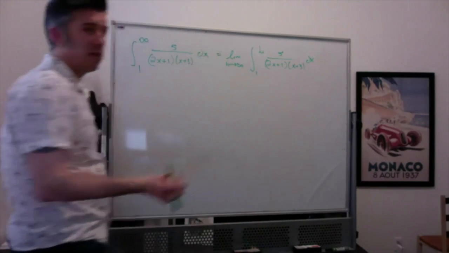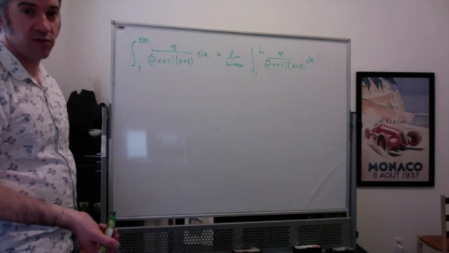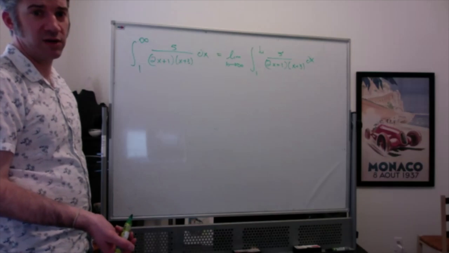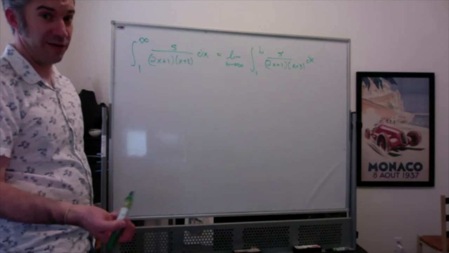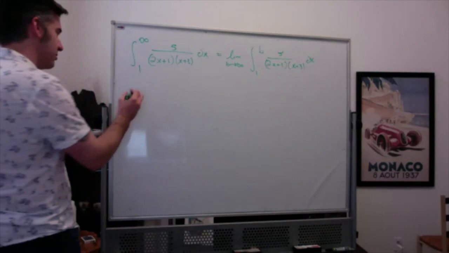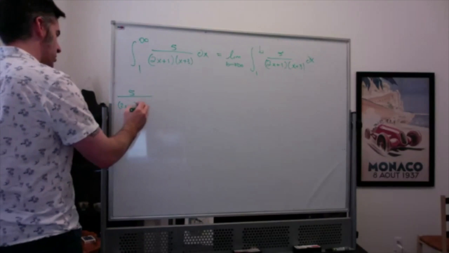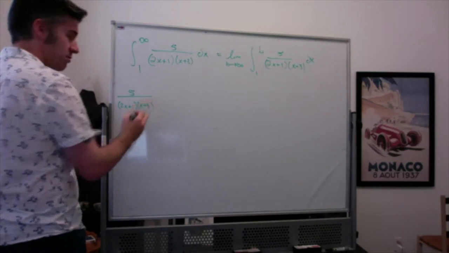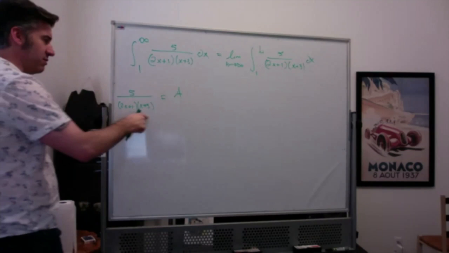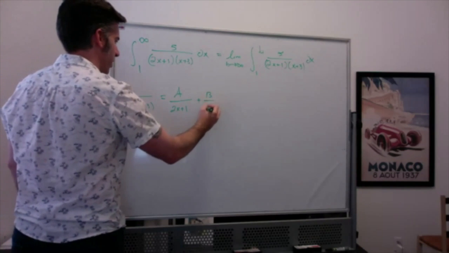And what do you think we might have to do to integrate that thing? Everyone's first favorite, second favorite, third favorite method of integration, where the denominator factors. That's right. You know it. Partial fractions. So I'm going to say 5 over 2x plus 1 times x plus 3 is a over 2x plus 1 plus b over x plus 3.